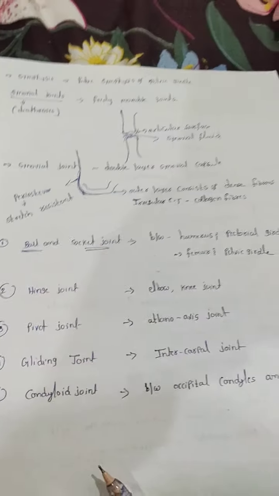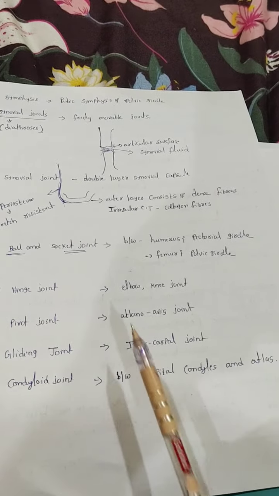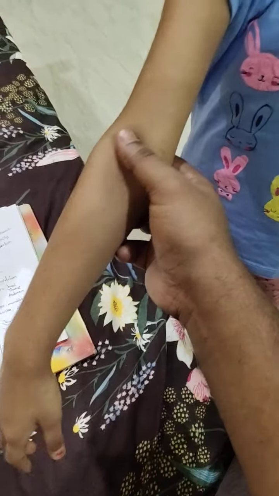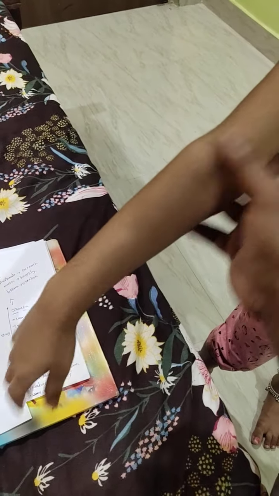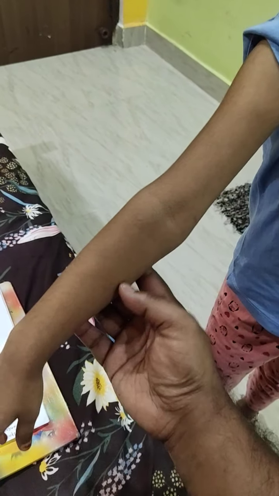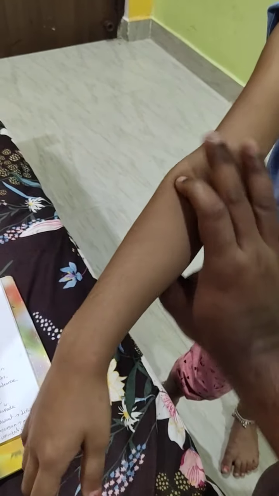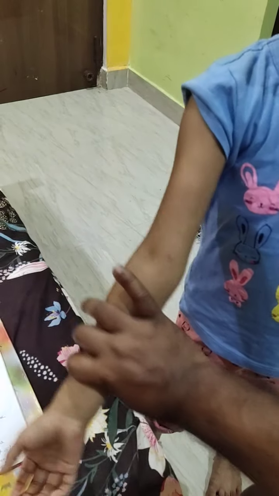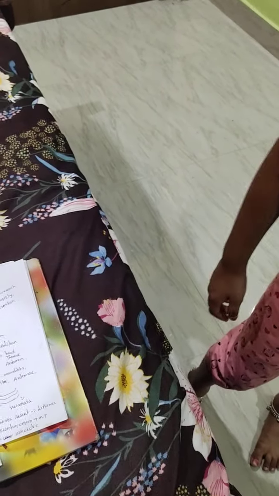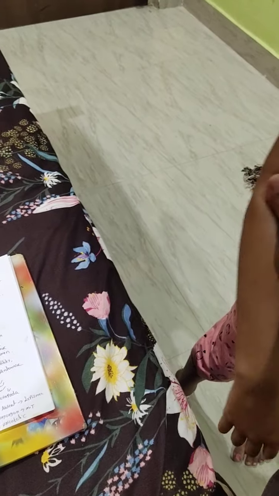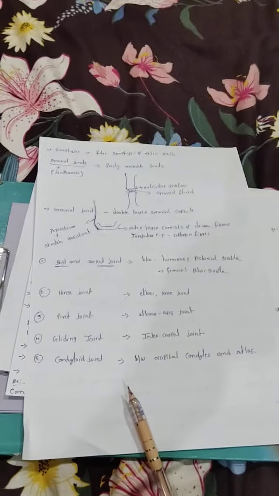Next one, hinge joint. The hinge joint is present in the elbow and knee joint. See, now the elbow joint. This is the humerus, radius and ulna. Here they have an elbow joint. Close, open, close, open. That's why the elbow joint and knee joint have a hinge joint. Next one, pivot joint.